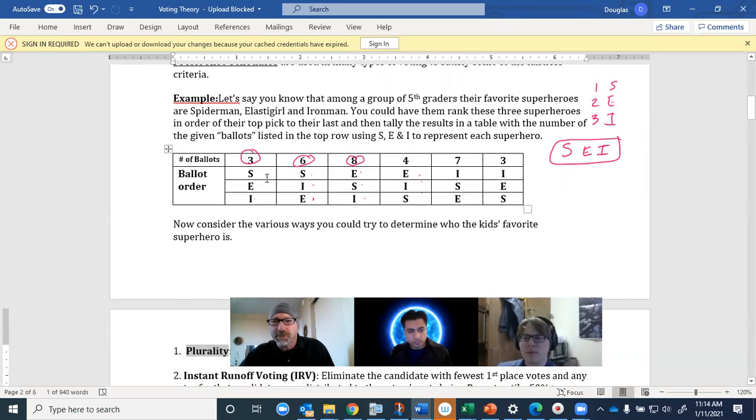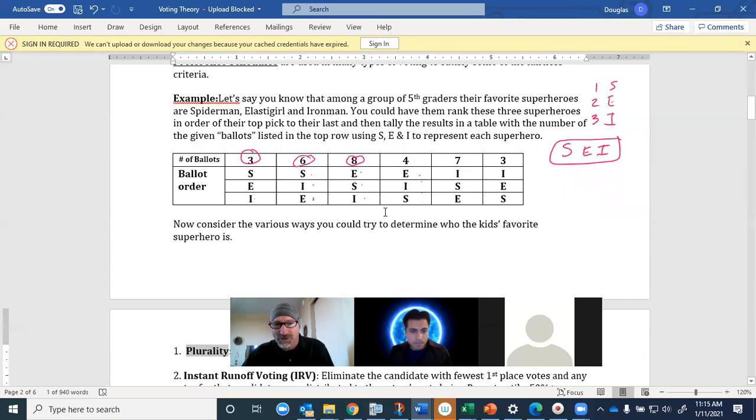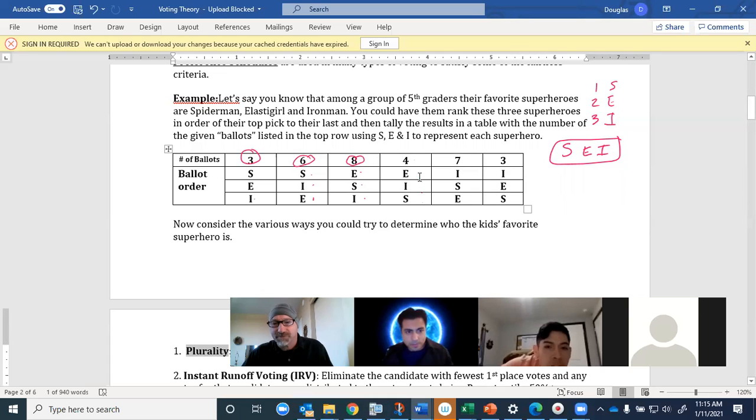How many people put Spider-Man first? Anybody? 9. 9 people did. 3 people put Spider-Man first on Spider-Man, Elastigirl, Iron Man, and then 6 said Spider-Man, Iron Man, Elastigirl. So there's 9 people, exactly. And then, so now everybody in unison, you can unmute. How many people picked Elastigirl first? 8 and the 4. So how many? 12. Does that make sense to everybody?